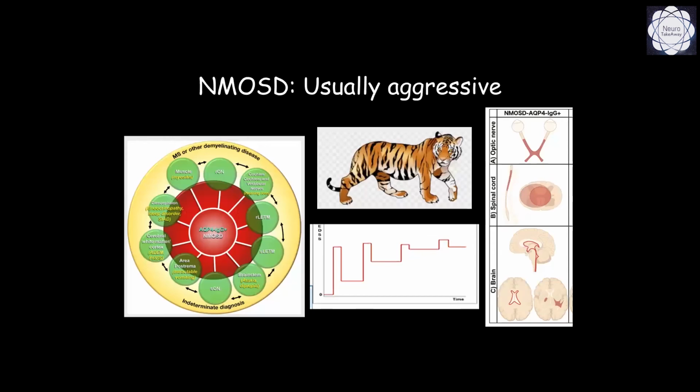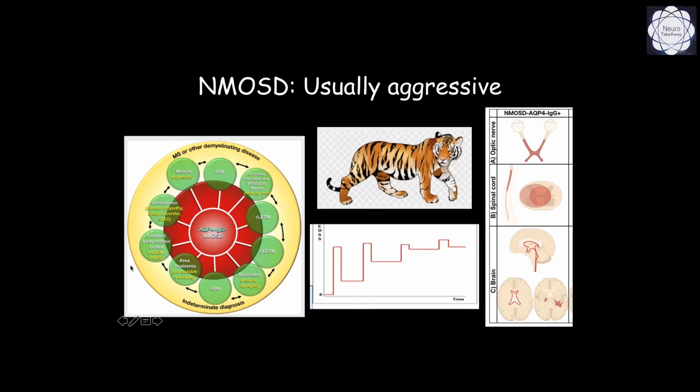Finally, we have the ugly process of this group, which is NMOSD. It's usually aggressive, especially without treatment. It is associated with exacerbation. It is a relapsing process, and the deterioration is related to each episode of exacerbation. As you can see, there is no chronic and progressive phase in this disease, as we can see in MS, but each episode of exacerbation leaves a sequela.